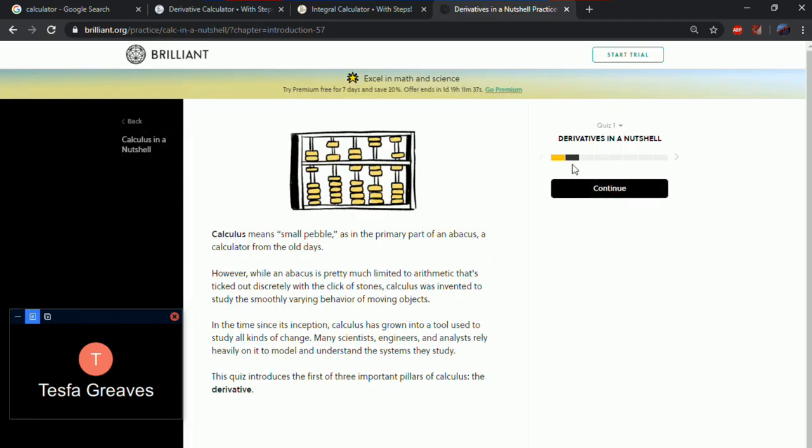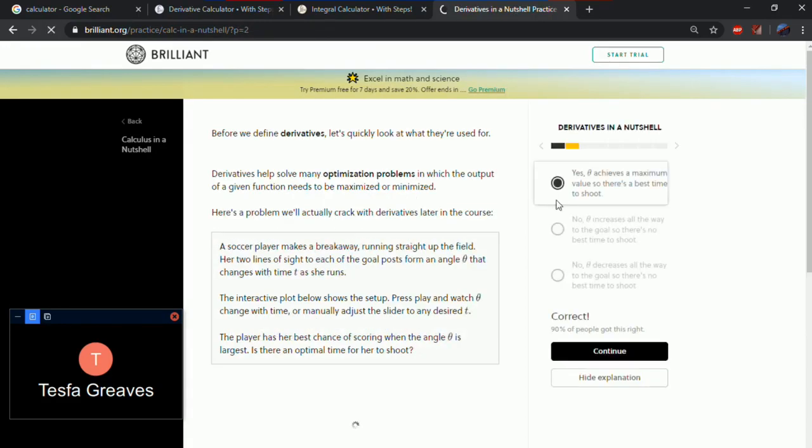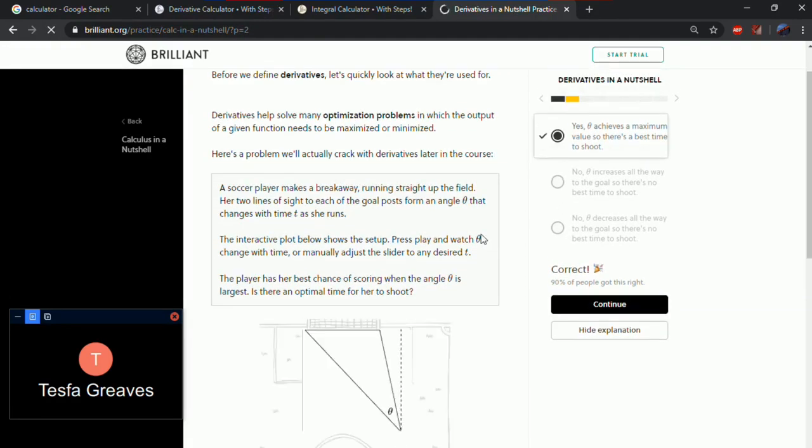I feel that Brilliant is a good website. If you're able to spend some time on the Brilliant website, you can see what optimization does. So in this given example, a soccer player makes a breakaway. So just imagine that there's a soccer player, they run up a straight field. There's 2 lines of sight for each of the goalposts. So that's the triangle right there. And it forms an angle right here.